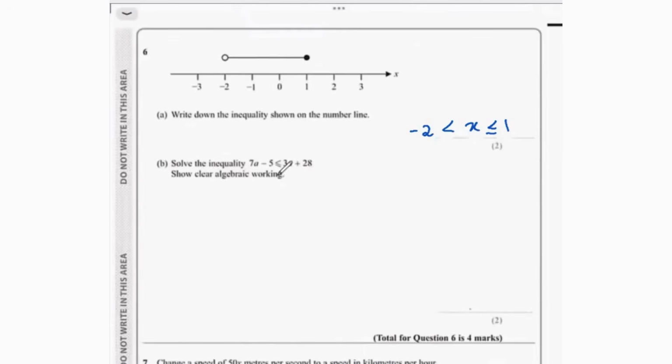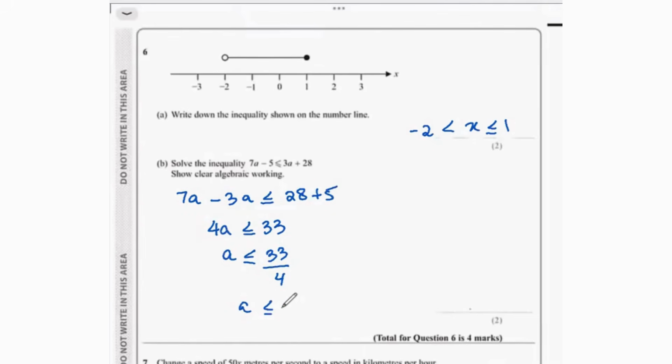Then solve the inequality 7a minus 5 less than or equal to 3a plus 28. It's very similar to solving a linear equation. What you do is you collect the like terms on each side. So 7a minus 3a less than or equal to 28 plus 5. 4a less than or equal to 33. A would be less than or equal to 33 divided by 4. And that gives us 8.25. So A is less than or equal to 8.25. If you want to write your answer as a fraction, you can do that, or you can leave it as a decimal.